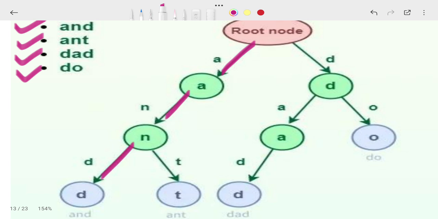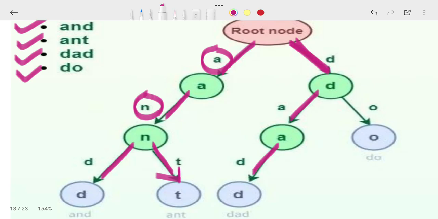Now you can see this A you have already written, so why would I write it multiple times? I am writing A and T here. Done. Very simple. Suppose we have dad, D A D. Done. Do. This D is already written, so I am not writing it multiple times.